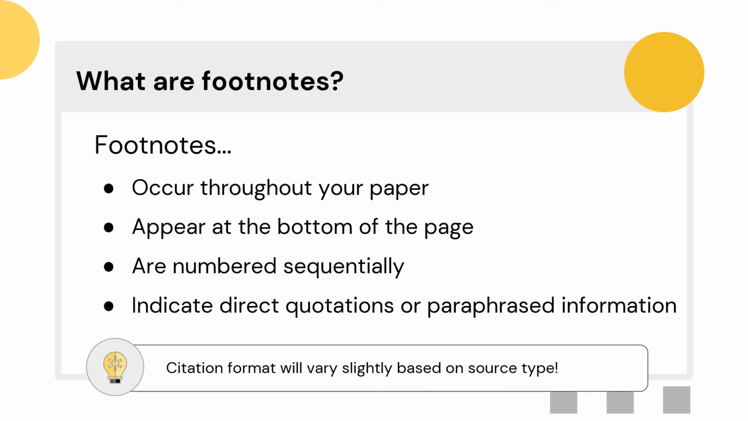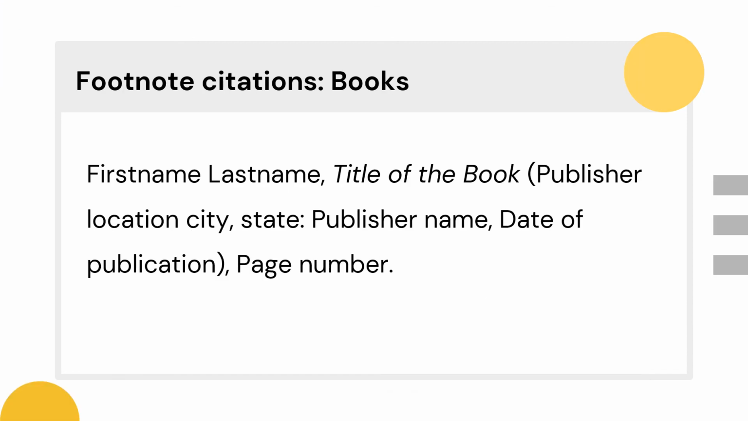Note that the format of your citations will vary based on the type of source. In this module, we'll review how to cite books and articles from journals or magazines. This may sound a bit complicated, so let's break it down by each element. We'll need our who, what, where, and when information to complete a footnote citation. Let's look at the format for a book citation first.